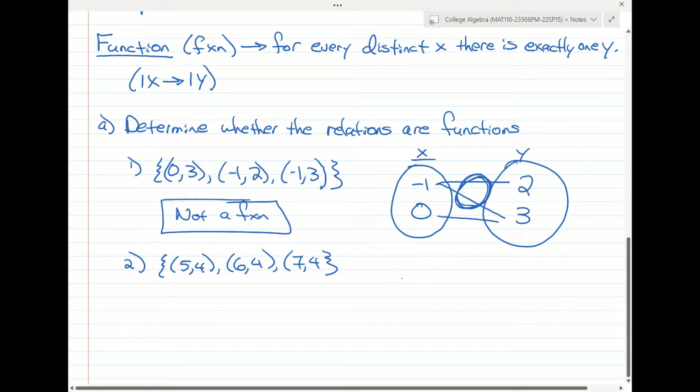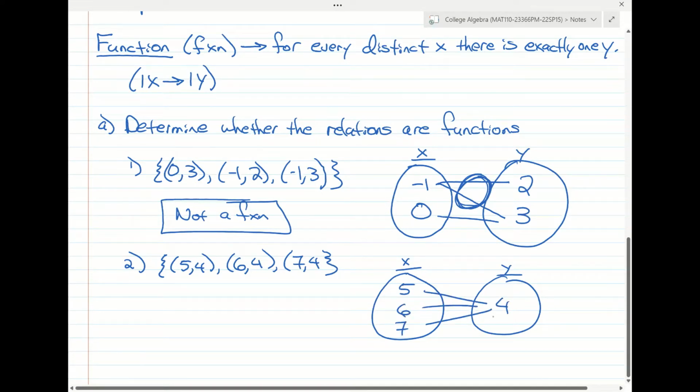Sometimes it's a little bit tricky to see until we draw the mapping diagram. Is every x value only going to one y value? Yeah. Before, -1 was going to 2, and it was also going to 3. That's not good. That's not a function. Here, 5 is only going to one value. 6 is only going to one value. 7 is only one value. That's why that's a function. That's the difference between those two problems. We would say that this is a function.